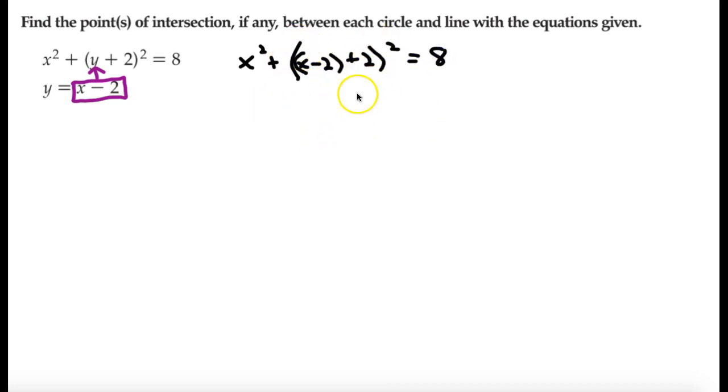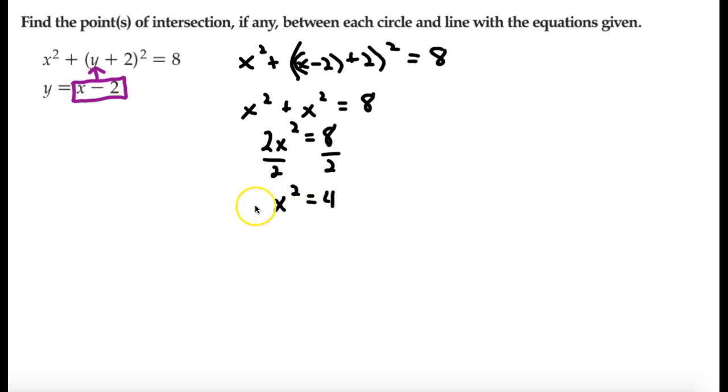So on the inside of the parentheses here, I've got x minus 2 plus 2. So -2 and +2 would cancel out, and we'll just end up with x squared plus x minus 0 squared, which would just be x squared equals 8. These, again, are like terms now, so I can combine them and make this 2x squared equals 8. Then I can divide both sides by 2. We'll get x squared equals 4. And we will take the square root of both sides. And again, whenever we take the square root, we'll get a positive and a negative.